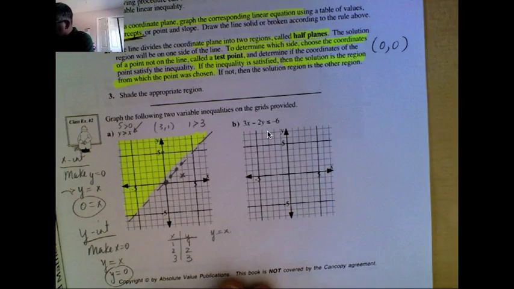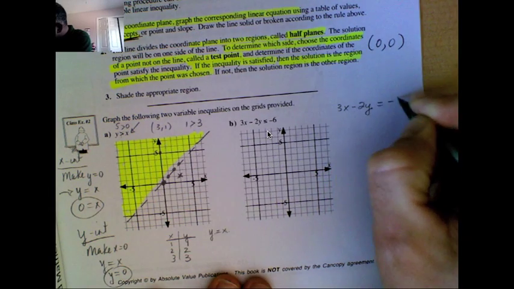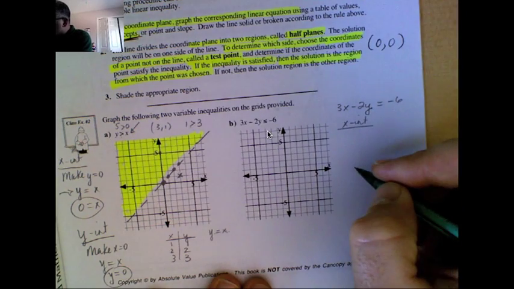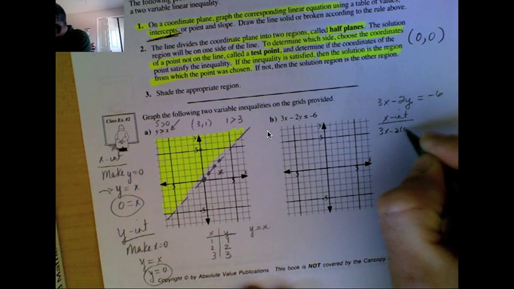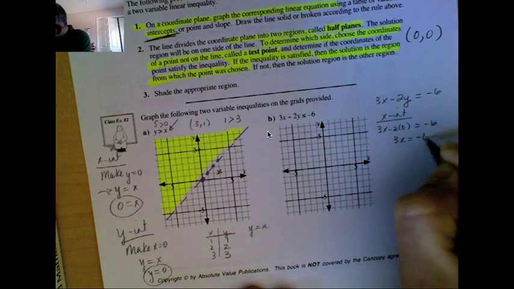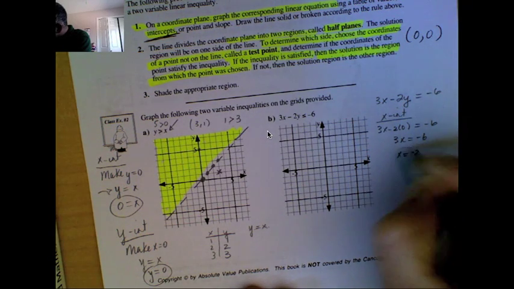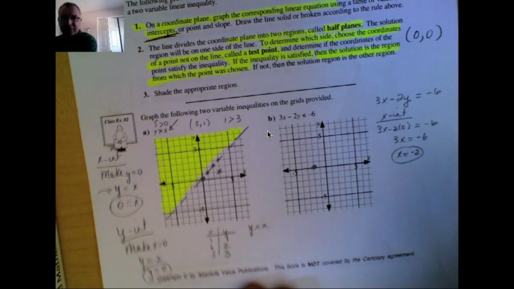In this case, the first thing we're going to do is find the x and the y-intercepts. We're going to use 3x minus 2y equals negative 6. So we're going to find the x-intercept first. Remember, to find the x-intercept, you make y 0. So you get 3x equals negative 6. If you divide by 3, you get x to be negative 2. So negative 2 for x is where my x-intercept is.